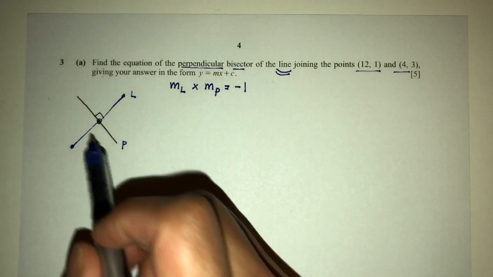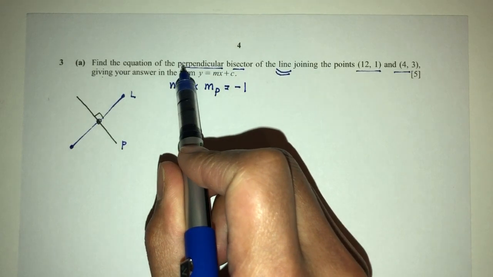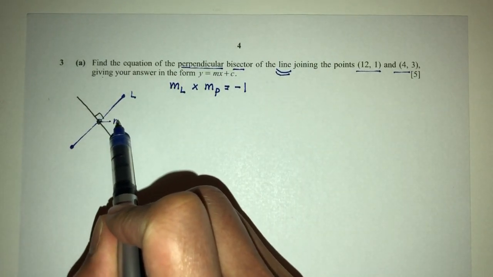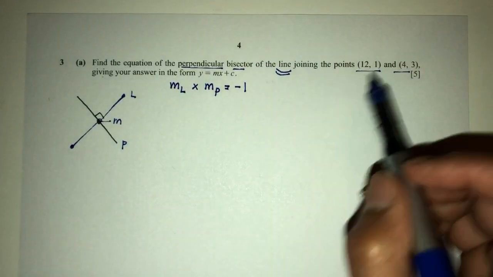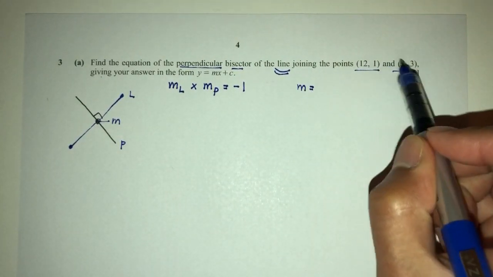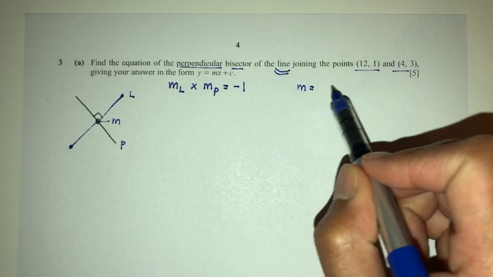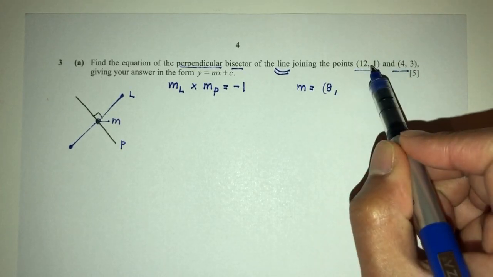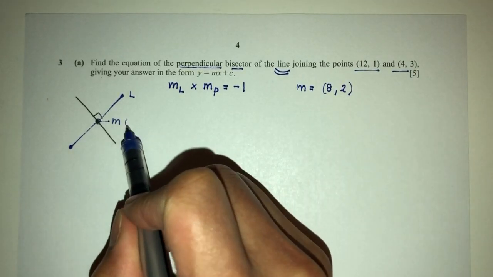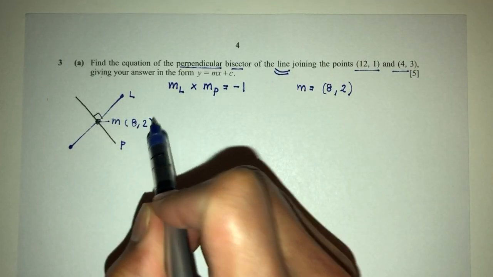This is something we have to know to solve these kinds of equations. Now also, by being a perpendicular bisector, we know that P passes through the midpoint of line L. So let's do that. First, the midpoint will be x1 plus x2, that will be 16 divided by 2, which is 8. 1 plus 3 is 4 divided by 2, which is 2. So the midpoint will be (8, 2).